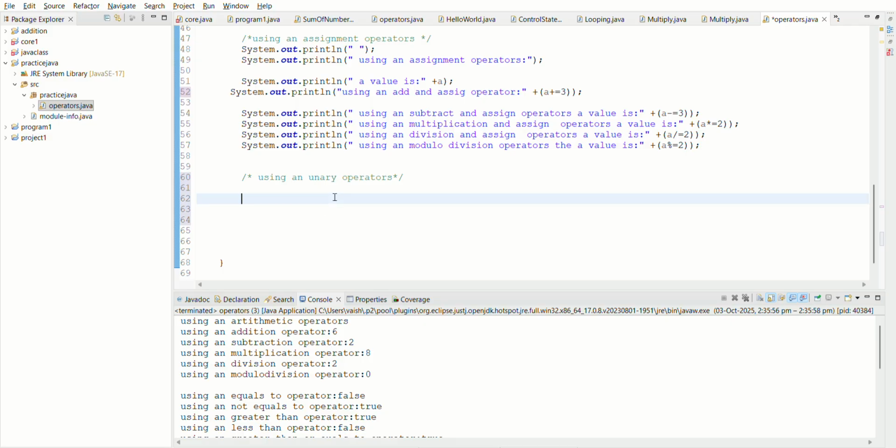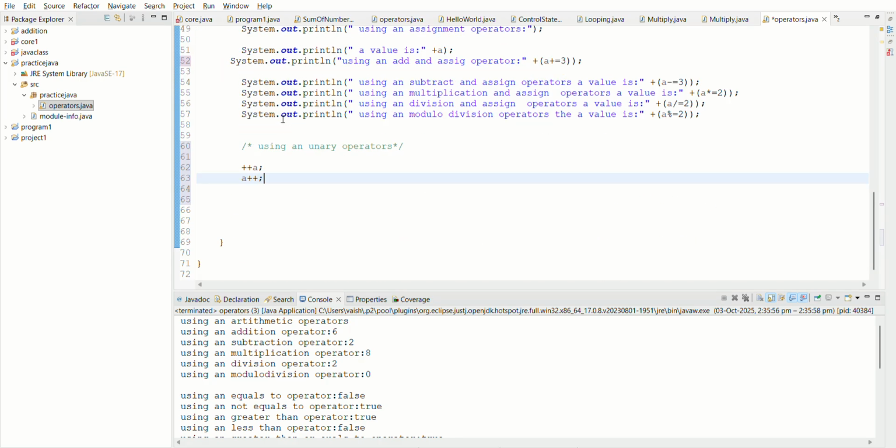Pre-increment means first it increments the value by 1, then only it prints the value. Post-increment means after printing the value, it increments the value by 1. Suppose here a value is 4, we use pre-increment, so first it increments the value by 1, 4 plus 1, 5. Post means first print the value 4, then it increments the value by 1, 4 plus 1, 5. So these are the pre-increment and post-increment.